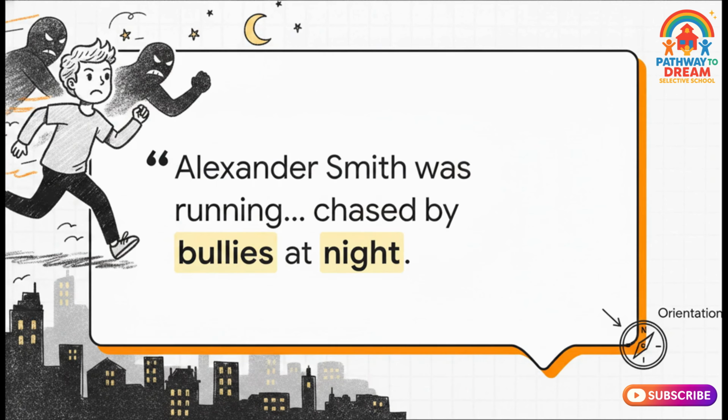Right out of the gate, boom, we get our who, Alexander Smith. We get our where and when, a darkening city, at night. And we get that initial situation hinting at the problem, right? He's a kid being chased by bullies. It's active, it's super clear, and we are immediately grounded in the narrative.